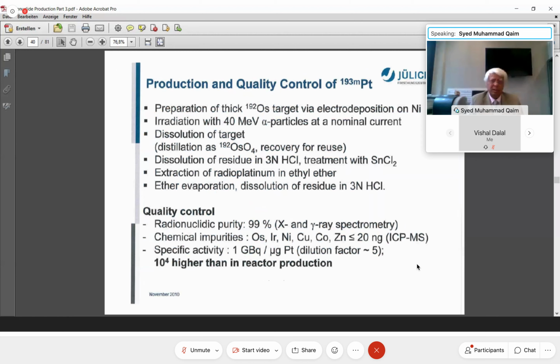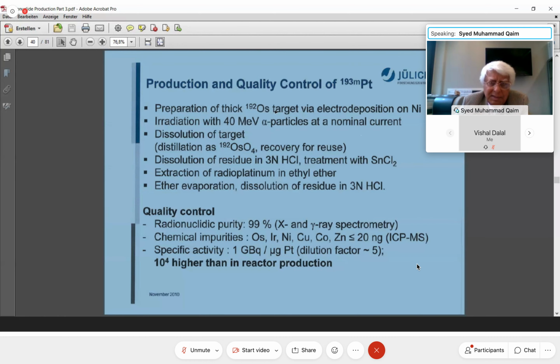Briefly mentioned, osmium-192 was taken as the target material, highly enriched. Target preparation is sometimes very critical. So electrodeposition of osmium on nickel, a very thin layer could be formed, then irradiated with alpha particles, then dissolving the target, osmium, in acid, then you get distilled over osmium oxide.